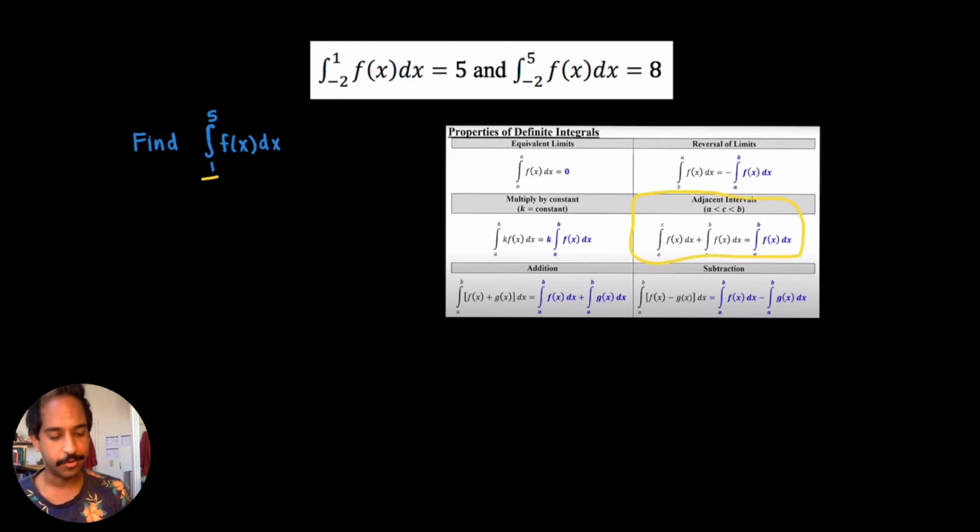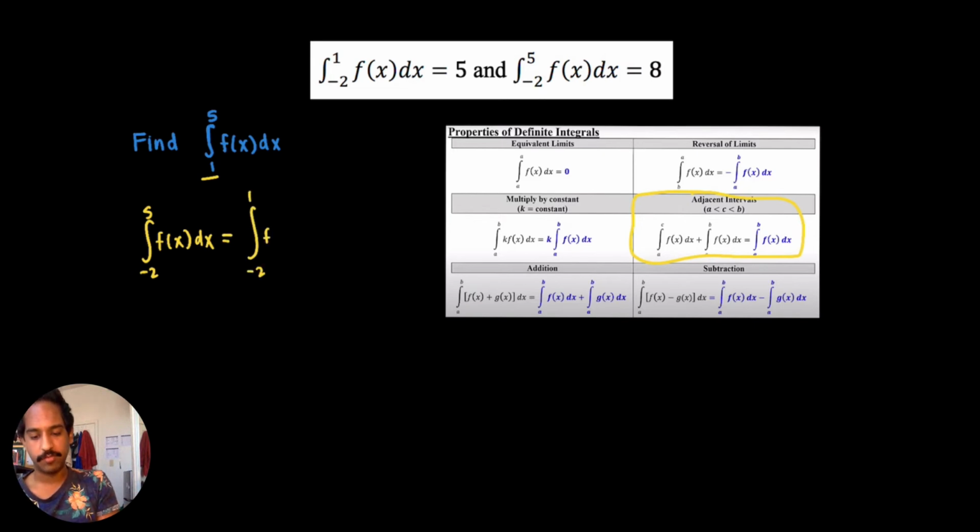And that tells us that if we have the integral from a to some value, and then the integral of that value to b, that's going to be the same as the integral from a to b. And so in this case, I'm going to rewrite that using the values we have. We're going to say the integral from negative 2 to 5 of f of x dx equals the integral from negative 2 to 1 of f of x dx plus the integral from 1 to 5 of f of x dx.